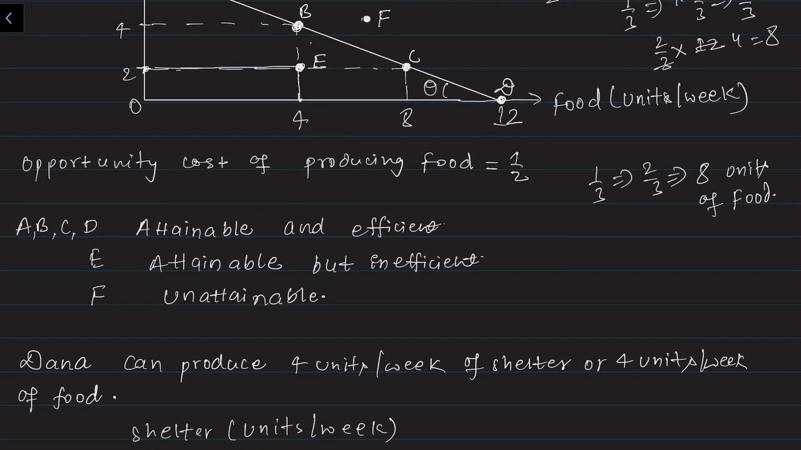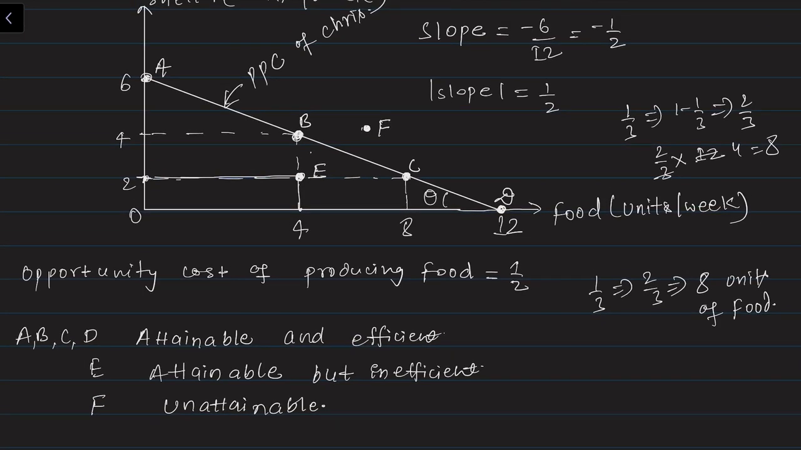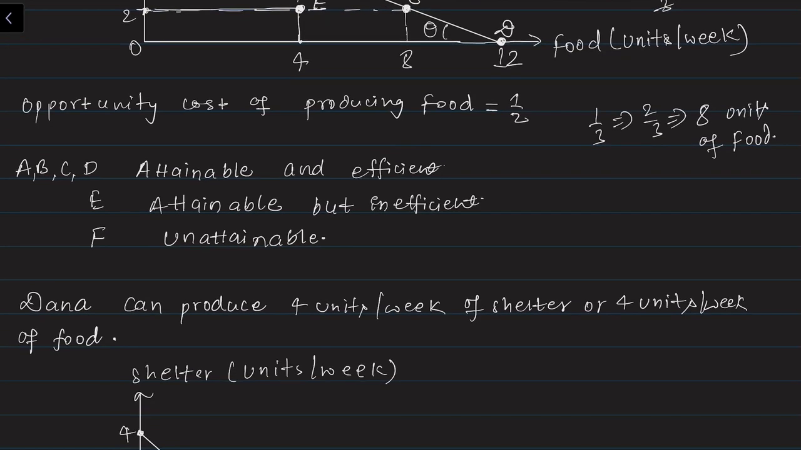Now let's consider the point F. So F lies outside the PPC, so this will not be attainable. That is an unattainable point. Now let's consider another example.